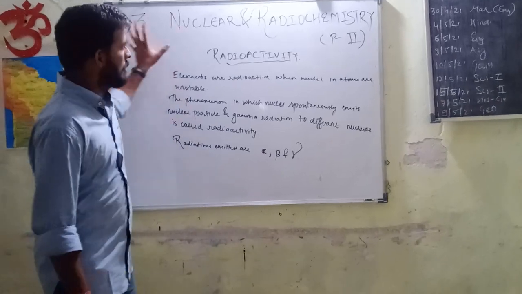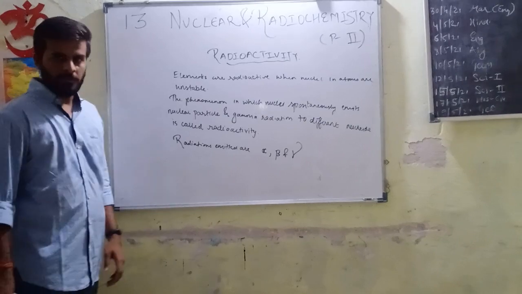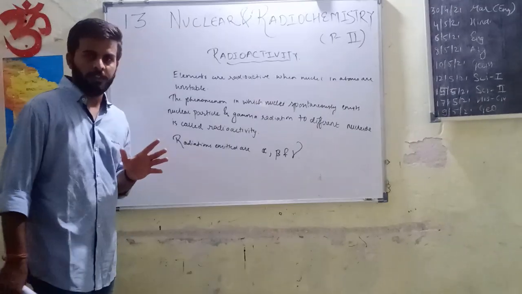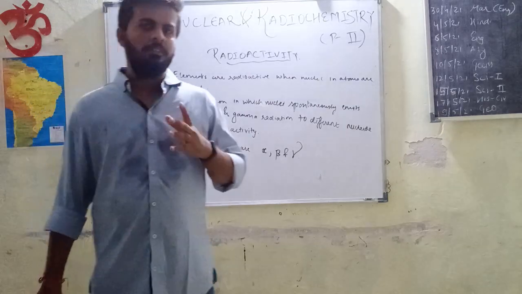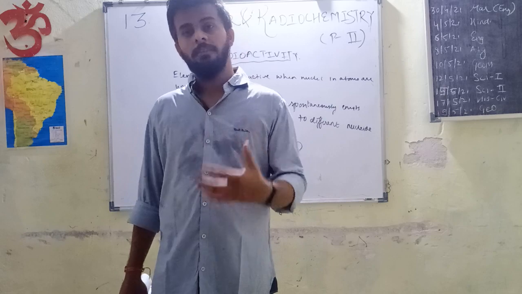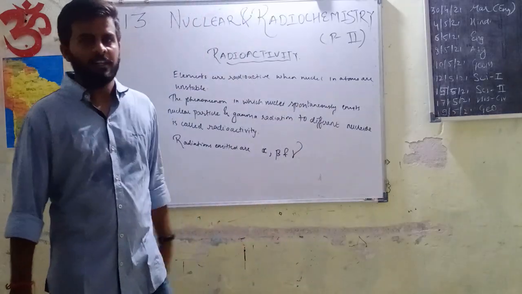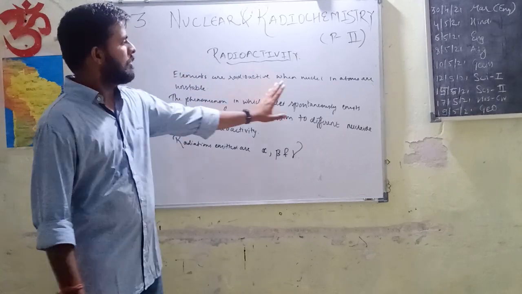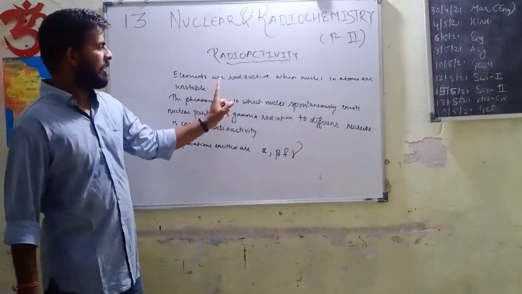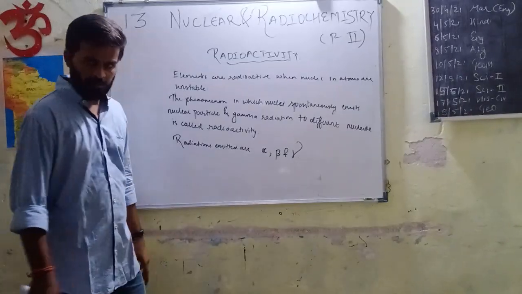Okay, so part 2 of nuclear and radiochemistry starts. Now we will be studying radioactivity. What is radioactivity? In our periodic table, we have seen that there are some radioactive elements. What causes an element to be radioactive? The first point which causes any element to be radioactive is that the nuclei in its atoms should be unstable. Elements are radioactive when the nuclei in their atoms are unstable.